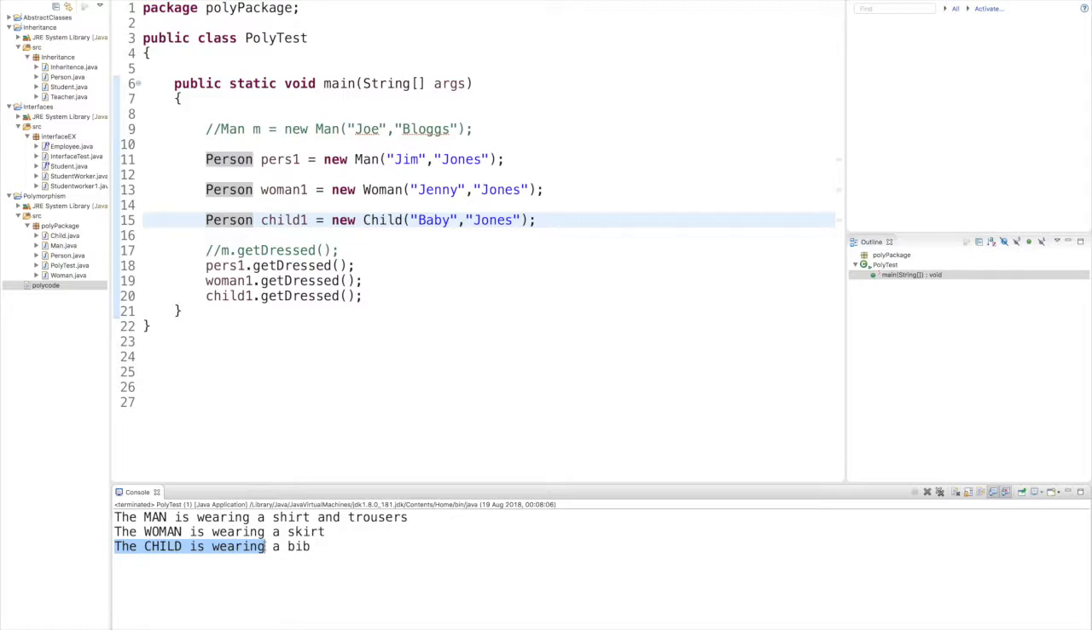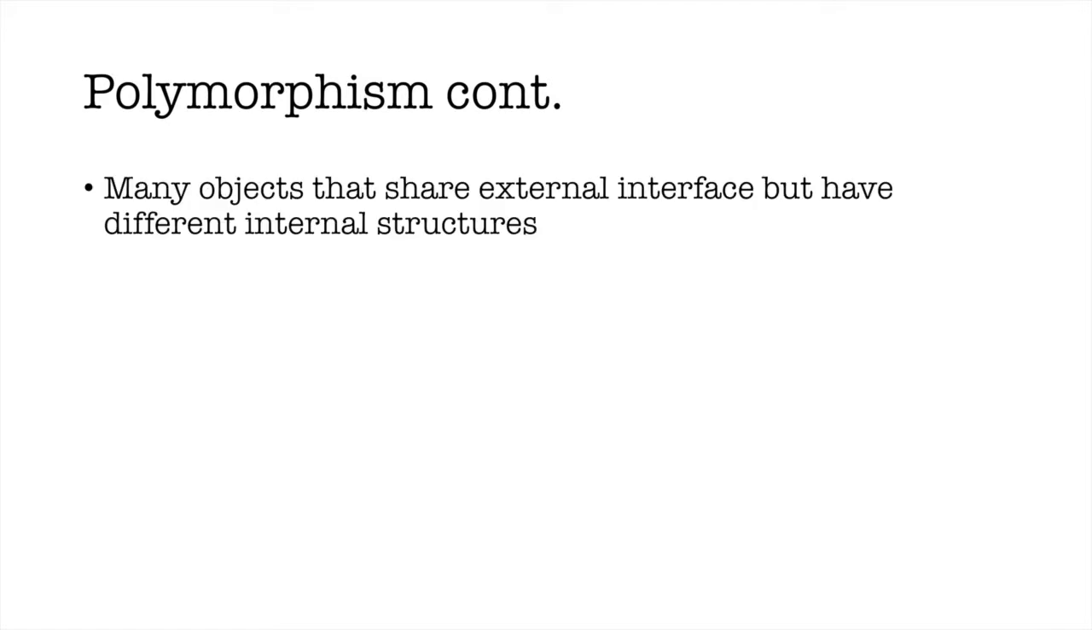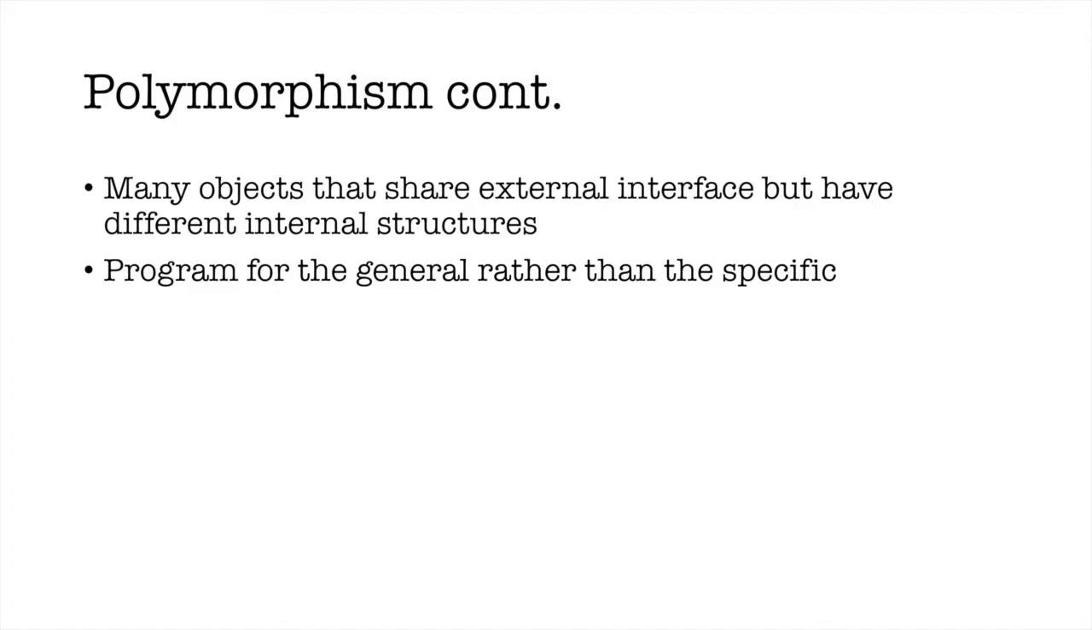Now, you might be thinking, wow, that's really cool, but why would we want to do this and not just reference the class object that we're using in the normal way? Why would we bother going through the hassle of referencing the subclass object from a superclass variable? Well, through upcasting and method overriding, polymorphism allows us to have many objects that share the same external interface but have different internal structures. This means that as programmers, we can program for the general rather than for the specific.